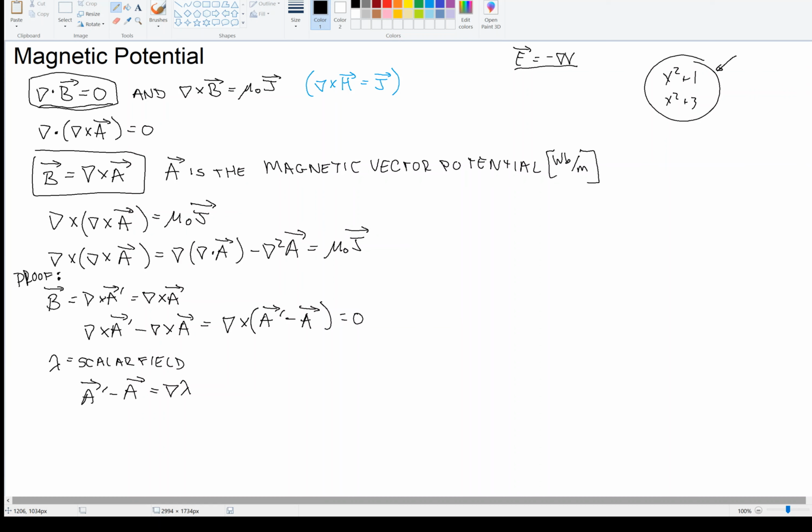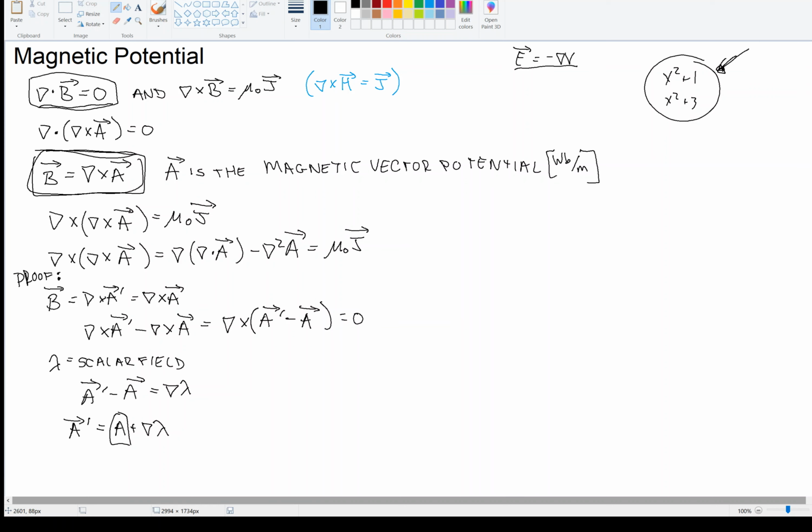So that means that if A satisfactorily defines B, then for any lambda, A plus the gradient of lambda is also satisfactory. Okay, so that's the proof. That's how A prime and A are related. If A defines B up here, then adding a gradient of a scalar field to A also gives the same B, just like our single variable calculus over here.